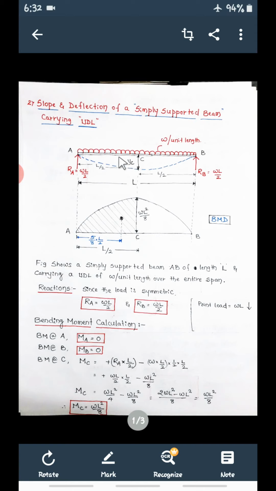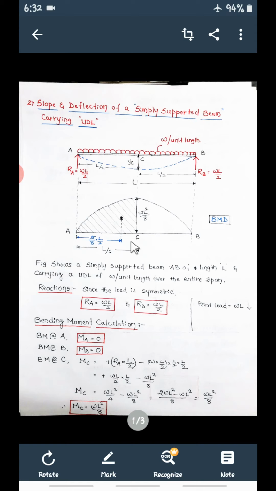Plus, now see this UDL acting between A and C. So first convert this UDL into a point load. So what is the point load now? Intensity is W, so W into L by 2, since we are considering only portion AC. This W into L by 2 will be acting at the center of this AC, and the distance between this point load and C is again half of L by 2. So W into L by 2 into half of L by 2.